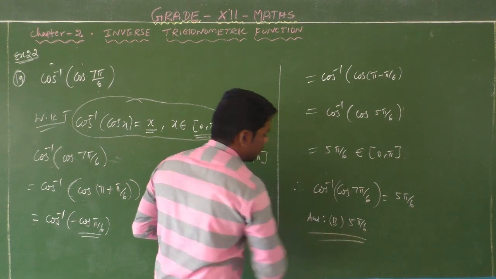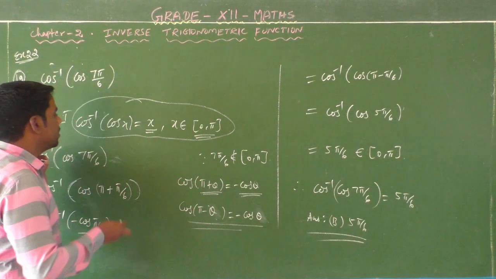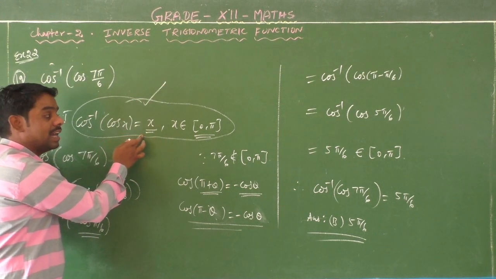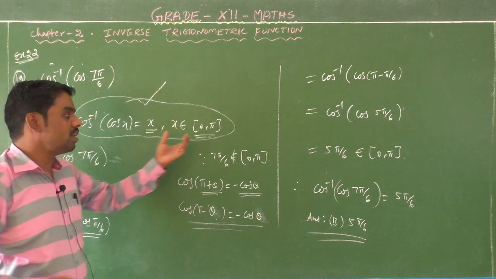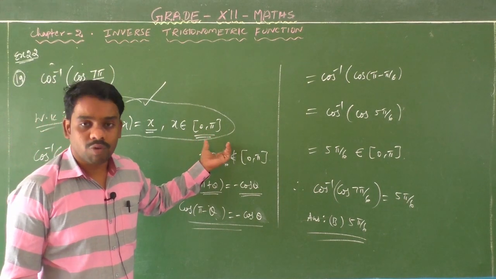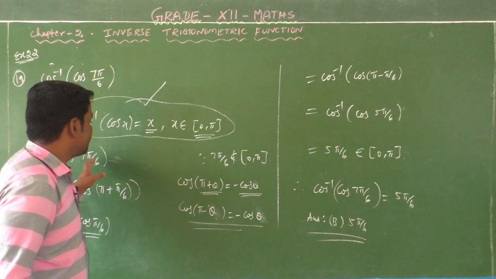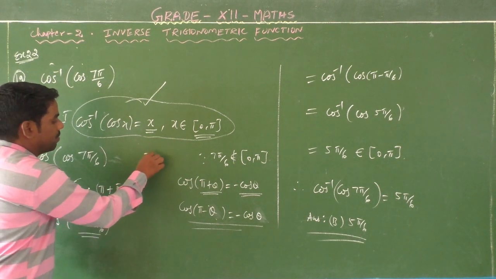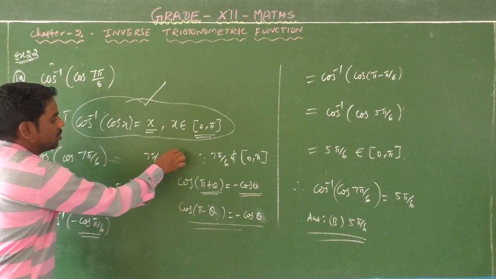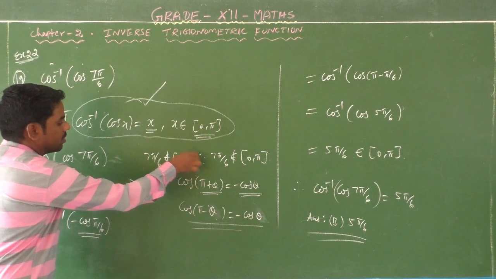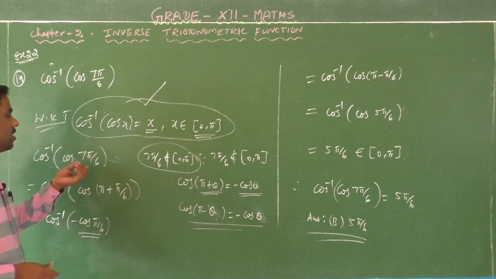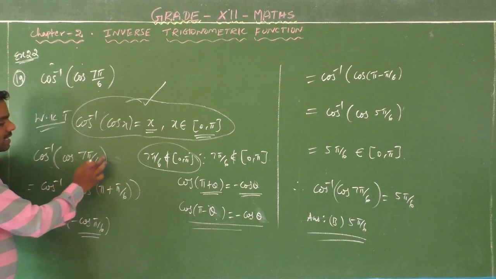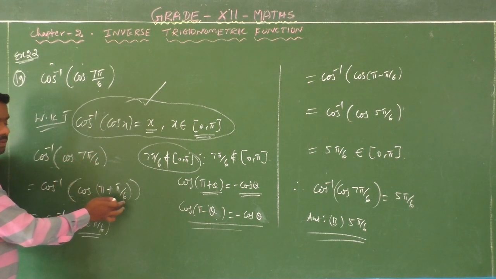Very simple. This question is very easy. But you know this formula: cos inverse of cos x equals x, when x belongs to the closed interval 0 comma pi only. But here, 7 pi by 6 does not belong to the closed interval 0 comma pi. Therefore this formula is not applicable, so we change 7 pi by 6 into another form, pi plus pi by 6.